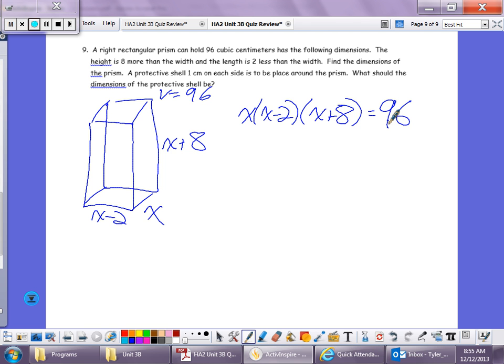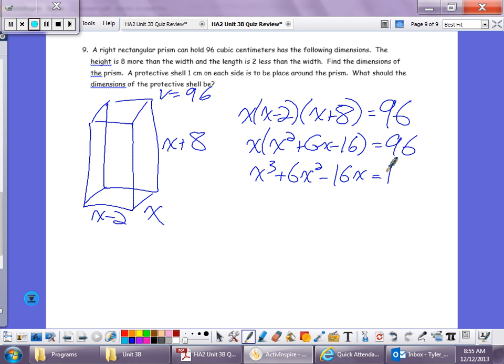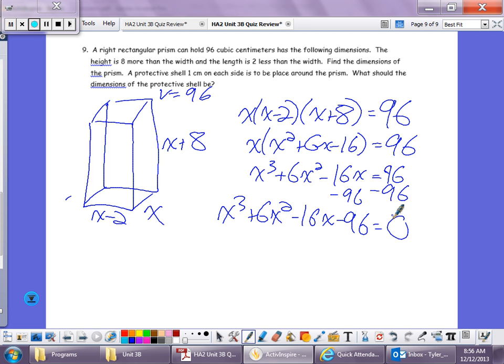Okay? So I'm going to distribute here. So you get x squared plus 6x minus 16 equals 96. Multiply by x. X cubed plus 6x squared minus 16x equals 96. And once you're here, remember, you have an opportunity to get 4 terms on one side, so you want to subtract 96. So you get x cubed plus 6x squared minus 16x minus 96 equals 0. We have 4 terms.